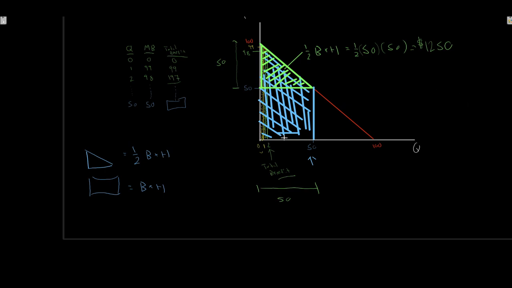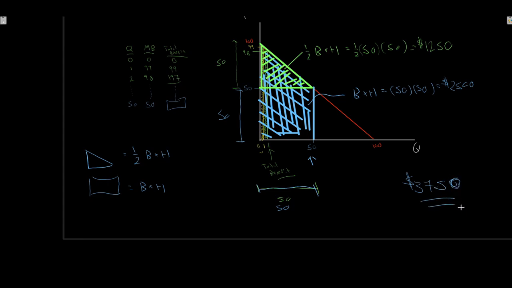$1,250. I'm then going to have this little blue box in the bottom, this guy here. This is just base times height. Again, I'm going to have a base of 50. And in this case, I'm going to have a height of 50. So 50 times 50, that gives me what? Gives me 2,500. In this way here, I can work out the total value, the total monetized benefit that I receive from consuming 50 units, and I get that to be $37,750.